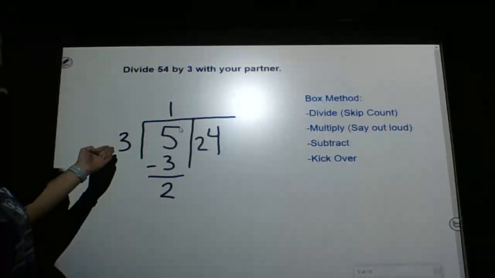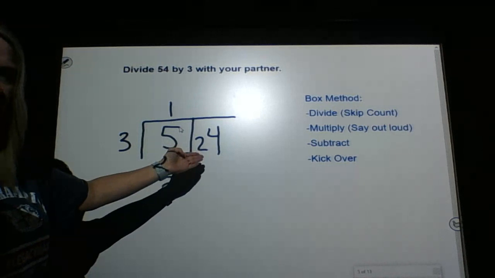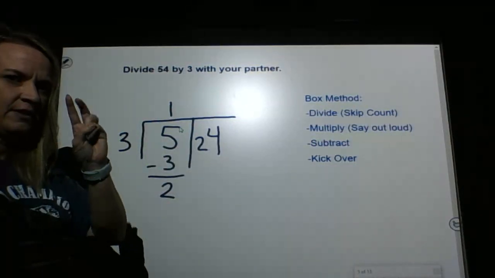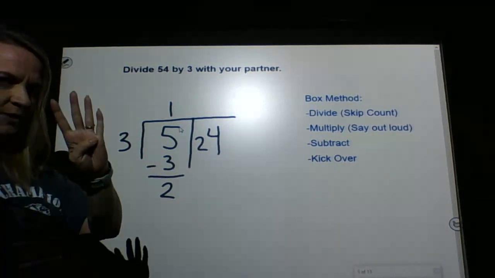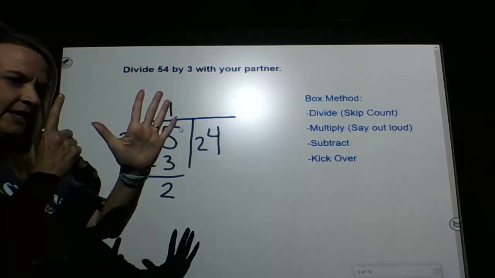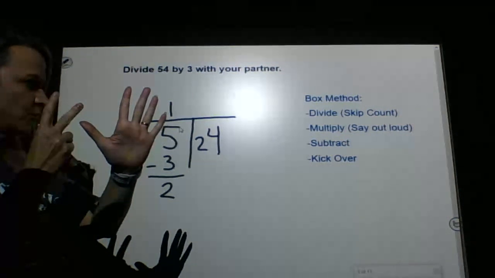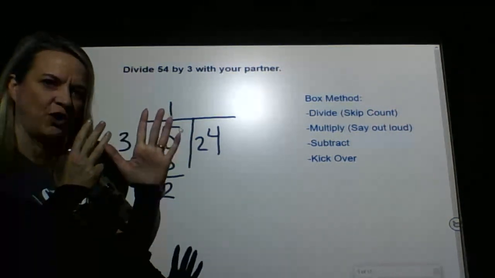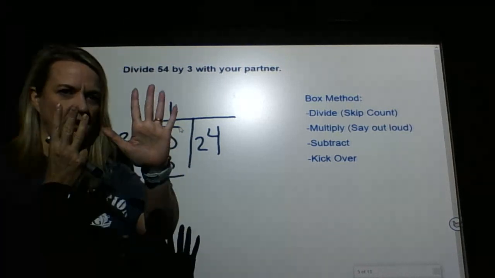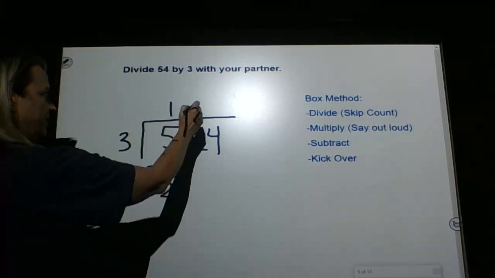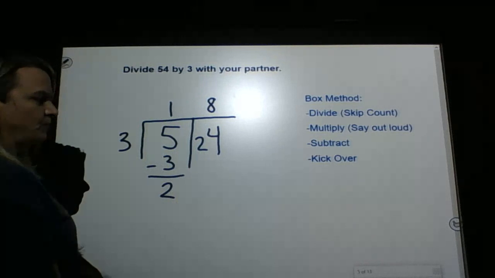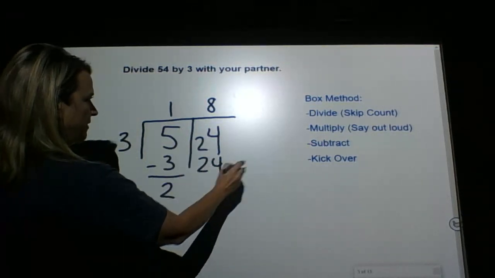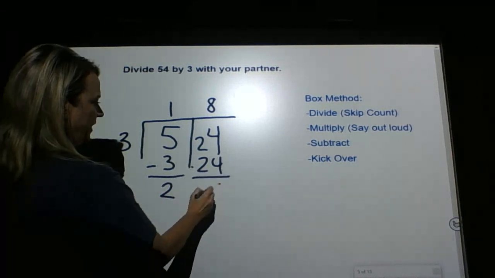So now we go back to 3 and we have to skip count to 24. So let's do that. We have 3, 6, 9, 12, 15, 18, 21, 24. We actually hit that number. That's kind of our target number, right? So what's on our fingers? 8. That's what goes up on top. What we said out loud was 24, which is the same thing as 8 times 3. Subtract, and we get 0.